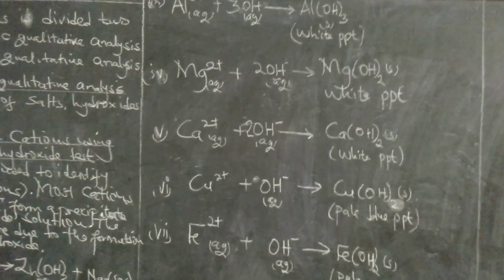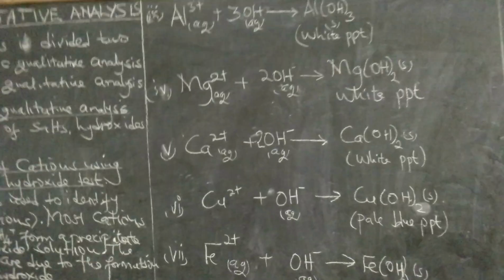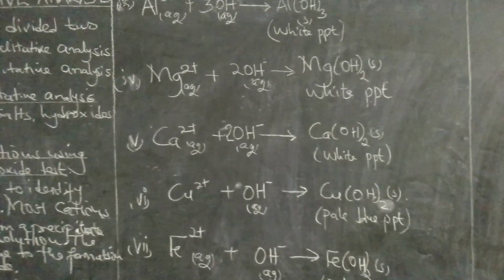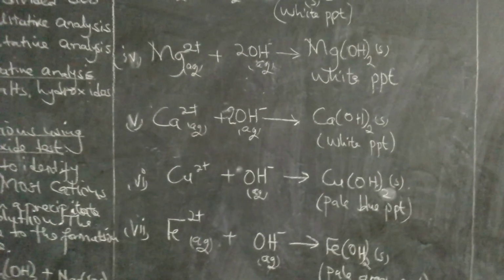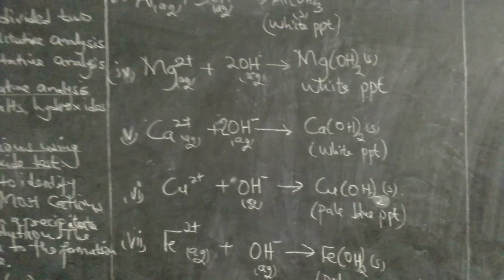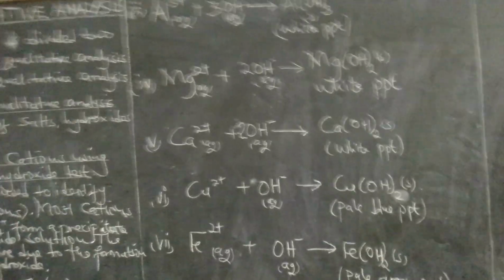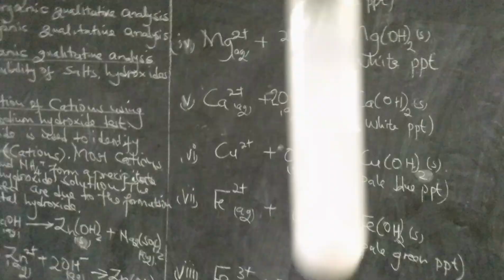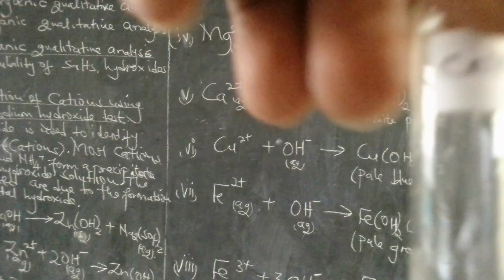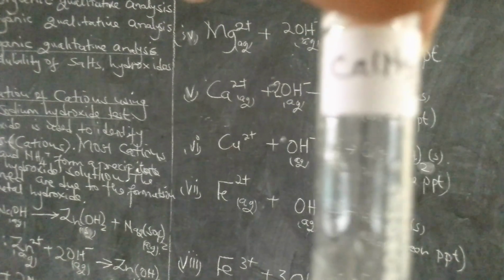Then calcium. When you combine calcium with a few drops of sodium hydroxide in the test tubes, you get calcium hydroxide, which is also the white precipitate. So this is the white precipitate that I'm talking about. The white precipitate, it's here. This is the test tube that we used in the practical of calcium.